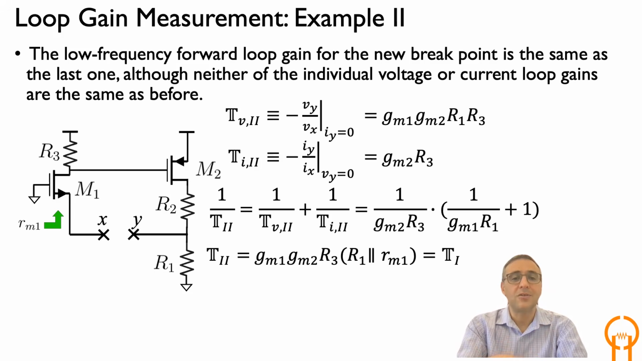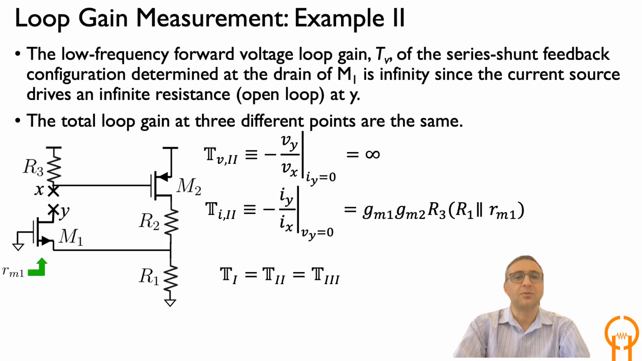What you can then see is that when you add them up, you will get exactly the same loop gain for the second breakpoint, which is shown with the Roman numeral 2 for overall loop gain. Although the individual voltage and current loop gains are different for this breakpoint, the overall loop gain is the same.